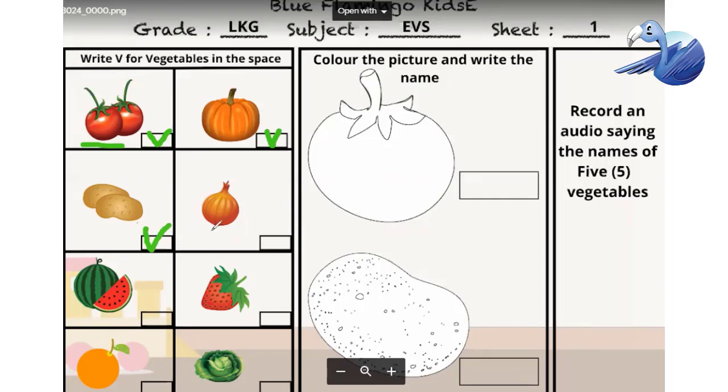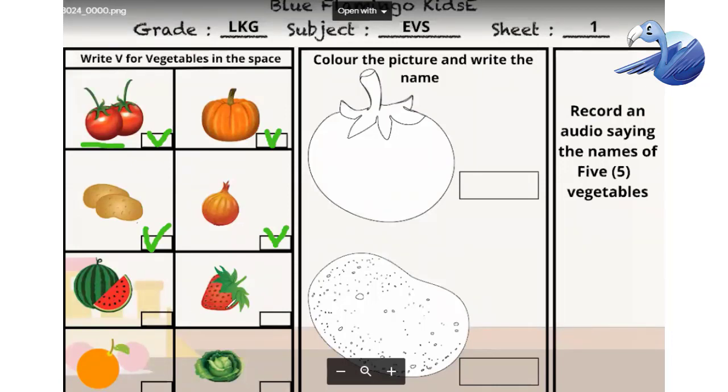Okay, now the next is onion. Onion is a vegetable? Yes, so we have to write V here. Okay, the next one is watermelon. Do you think watermelon is a vegetable? No, watermelon is a fruit. So we don't have to write anything here. We just leave this box as it is.